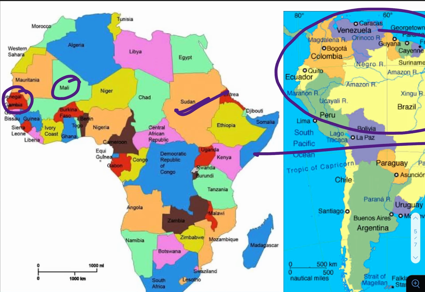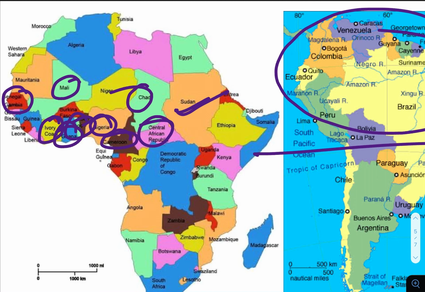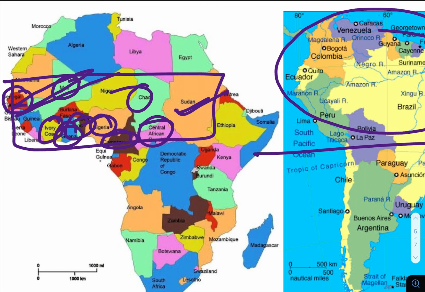Ivory Coast, you will get the Ivory Coast here, and Ghana you are getting here, and Togo. Where is Togo? Here will be Togo, and again Nigeria, Central African Republic. Central African Republic is this one, and the Chad and the Cameroon. This is Cameroon and the Chad. This is Cameroon. Means we are talking about this region.